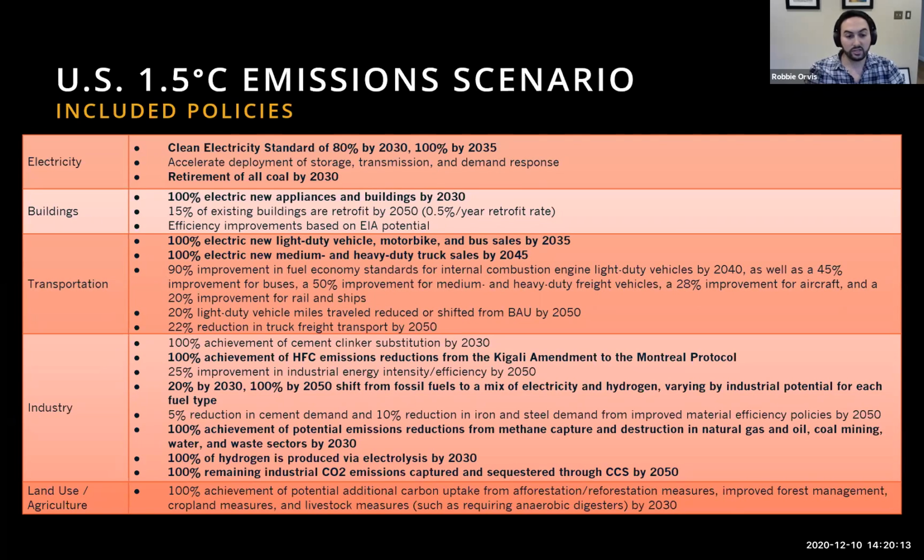We have 100% achievement of potential emissions reductions from methane capture and destruction in the natural gas and oil, coal mining, water and waste sectors by 2030. And those potentials are drawn from the IEA. We've assumed that 100% of the new hydrogen demand by 2030 is going to be met with electrolysis. And any residual industrial CO2 emissions, including energy and process emissions, are assumed to be captured with CCS by 2050. We also have a handful of land use and agriculture policies, but we find that the energy sector policies tend to be the largest drivers.